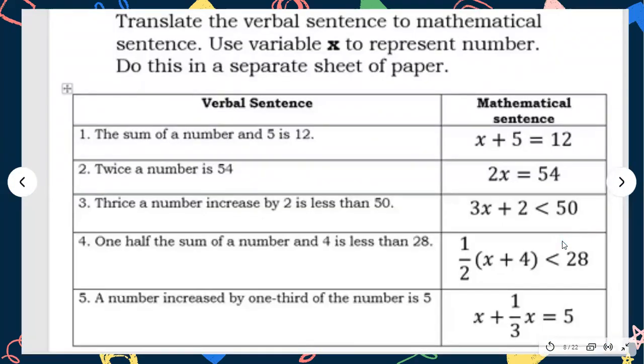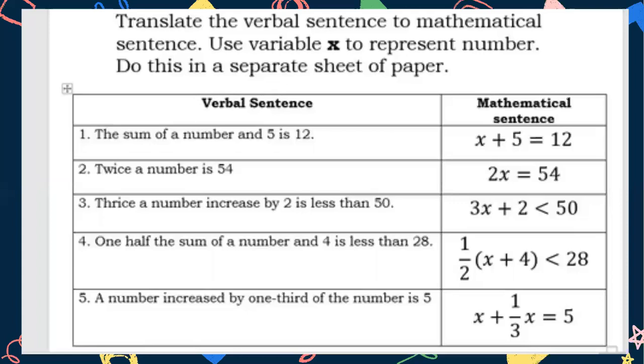So, let's have an example. Translate the verbal sentence to mathematical sentence. Use variable x. So, gagamitin daw natin si x to represent number. So, siya yung ating variable. Do this in a separate sheet of paper. So let's have an example.